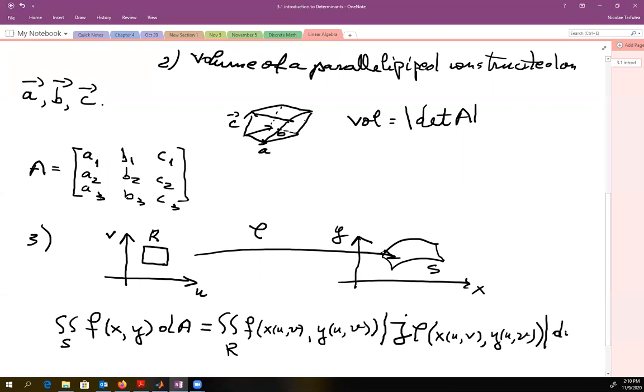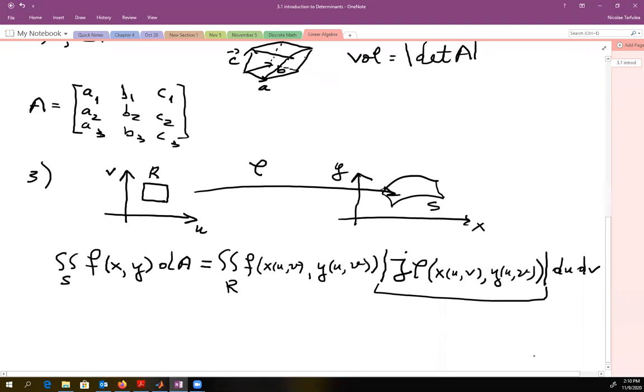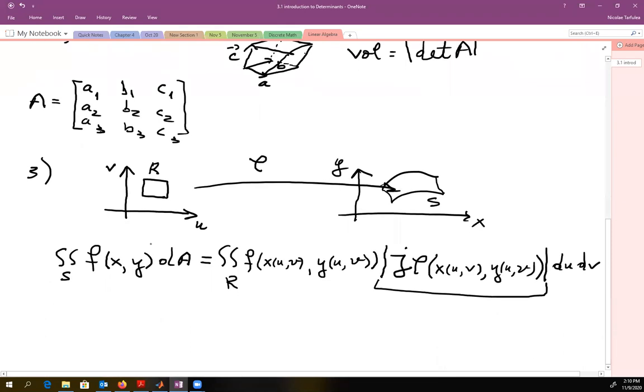and then you say here du dv. And of course, you have something similar in 3 dimensions. So again, we have a determinant here. So determinants enter pretty much everywhere in many areas of mathematics, engineering, and sciences, and not only, right? So this is a determinant.